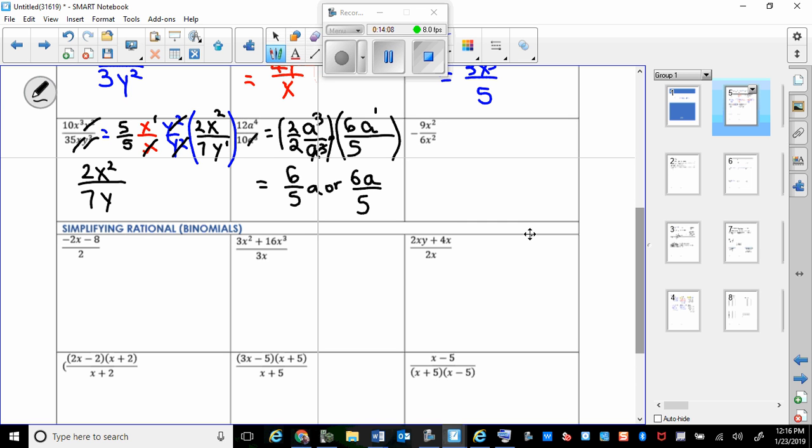Last one, simplified version. Divide out my greatest common factor, 3x squared over 3x squared. All right, so you have your negative. I didn't do anything with it. 9 divided by 3 is 3. 6 divided by 3 is 2. Simplified version, this goes away. Negative 3 over 2.